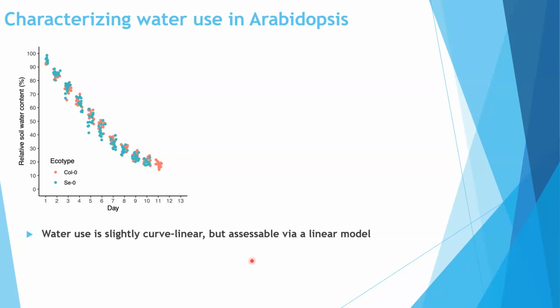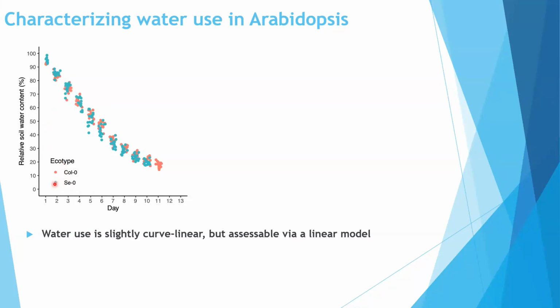So that's what you can see here. We have two different varieties here, Col-0 and SEO. The individual dots are different plants representative of these different ecotypes. Col-0 is the reference genotype, and SEO is a genotype from Spain, from an arid environment.